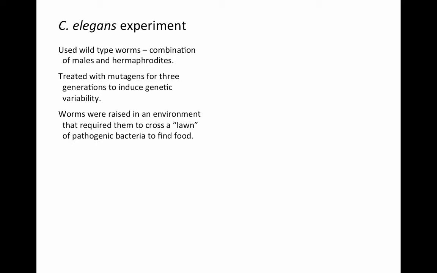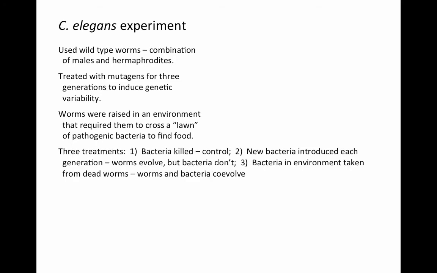So these pathogenic bacteria, if the worms ingest them, can cause the worms to die. And so this is introducing a big selective pressure into the situation. And they used 3 treatments. The first one is one where the bacteria were there, but they were killed. So this was the control. In the second treatment, new bacteria were introduced each generation.